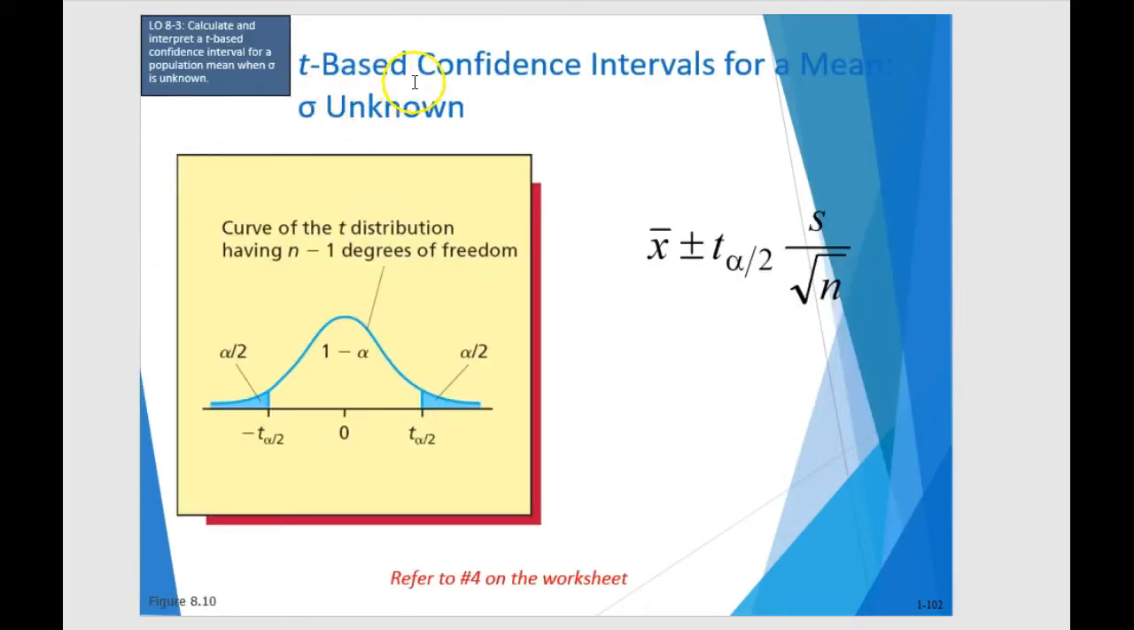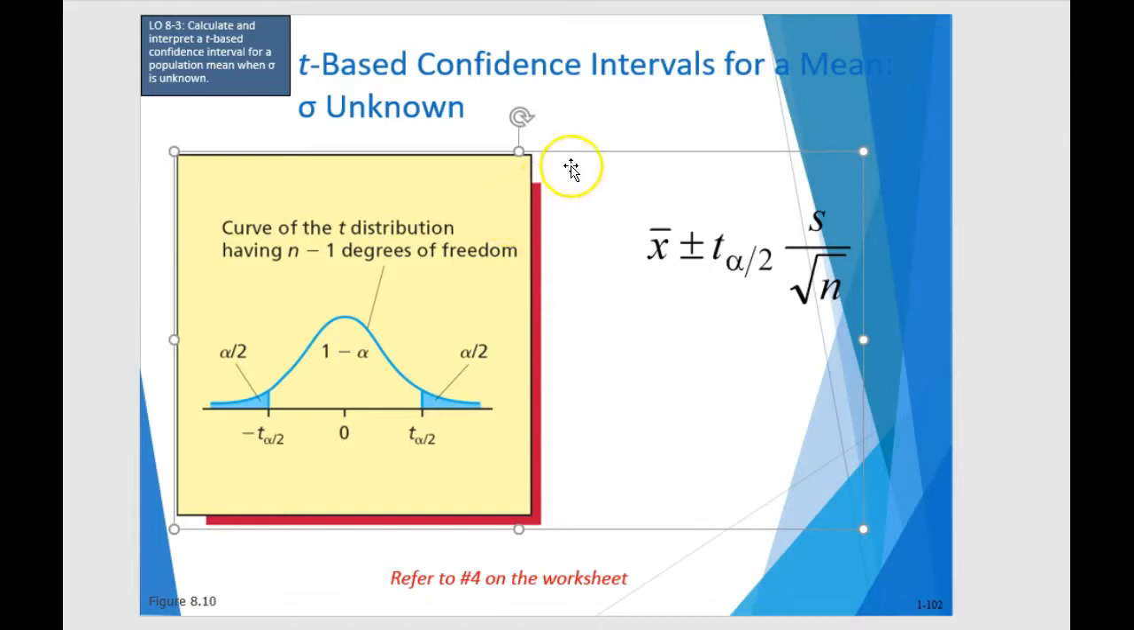T-based confidence intervals for the mean. There you go, another graphical depiction of it. This confidence interval is going to behave just exactly as the z did, except for the obvious change where we're not using sigma, we're using s. So we're going to have x bar, the sample mean, plus or minus the t value of alpha half times s divided by square root of n.